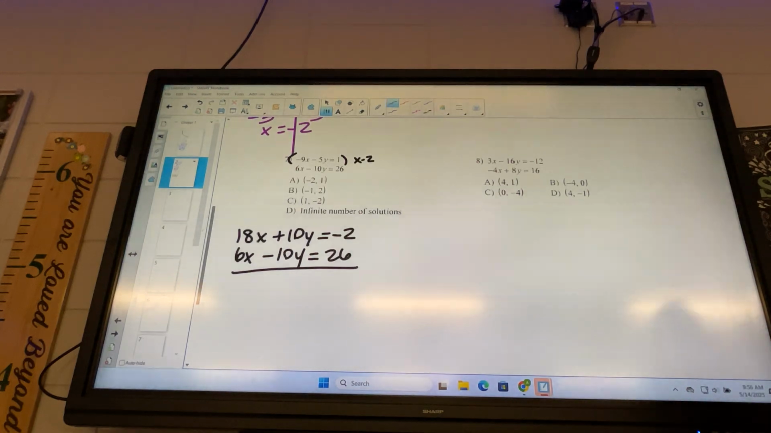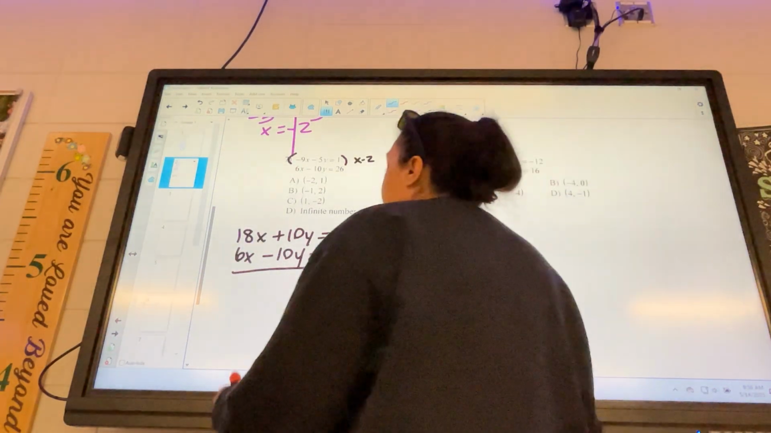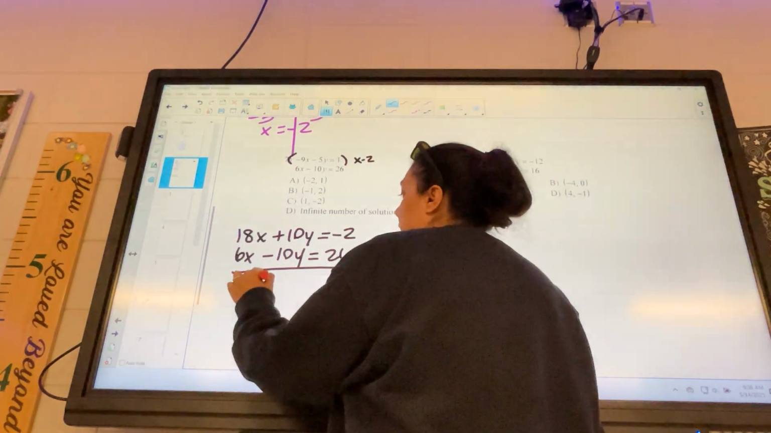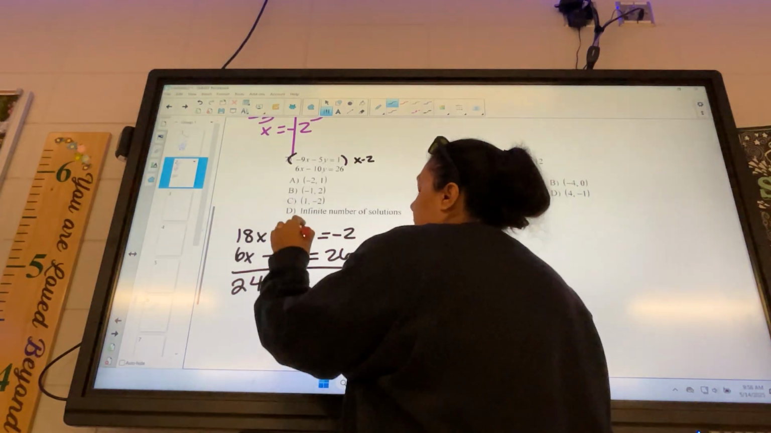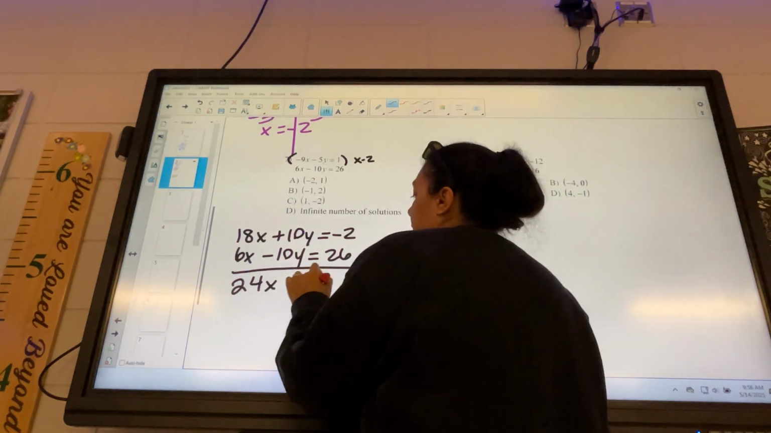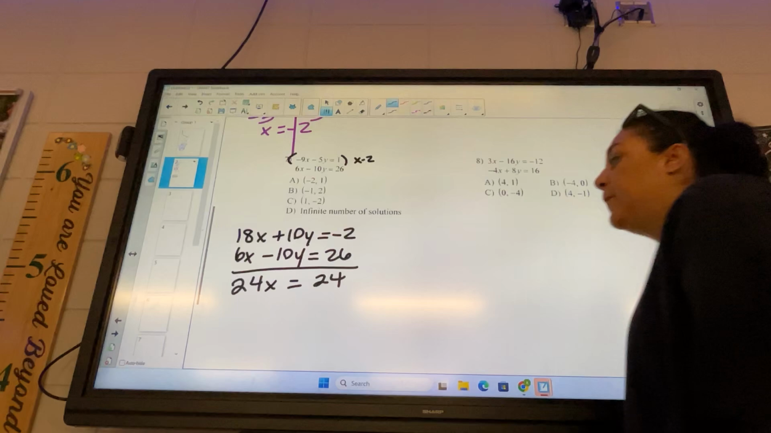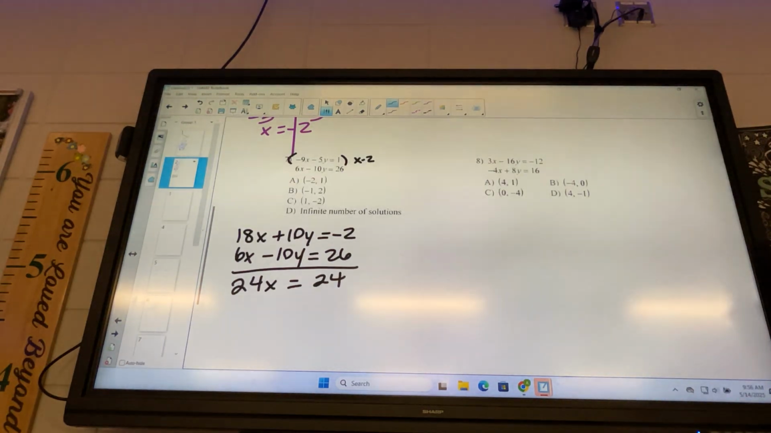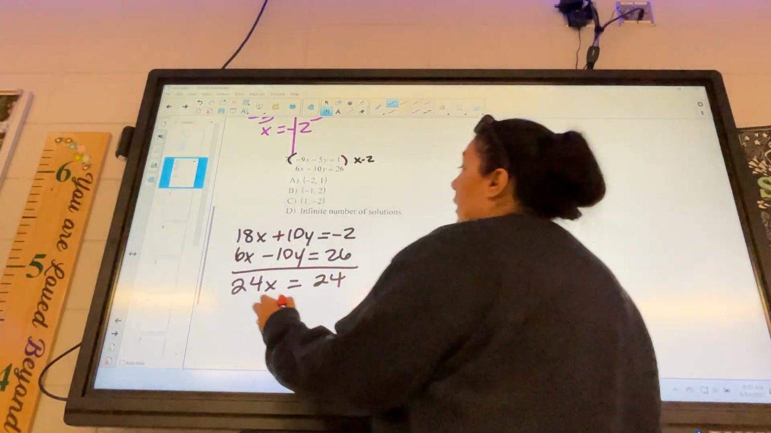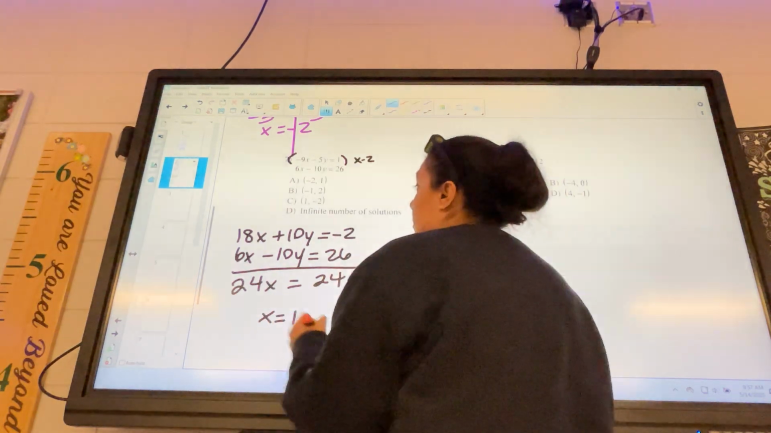Okay, we can go ahead and add them together. 18 plus 6 is going to be 24x. The y's cancel, and then I got a 24. Okay, then what would need done? Divide both sides by 24, and what would that give you? 1. X equals 1.